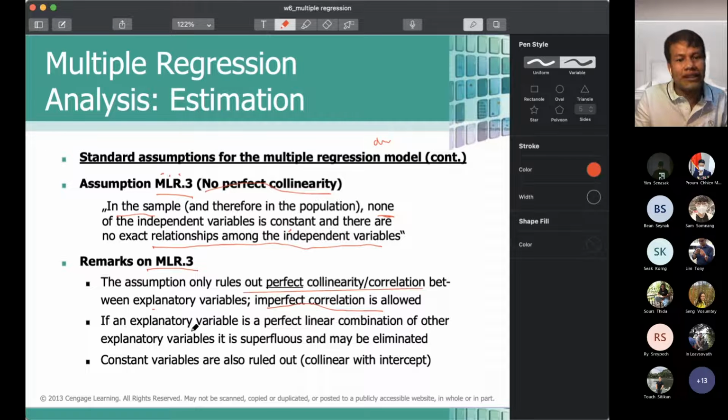So if an explanatory variable is in perfect correlation with another explanatory variable, normally the way to address the issue is to omit, to drop one independent variable out of the model. For example, you have two variables, x1 and x2, and they are perfectly correlated. The way to address it is to drop or delete one variable from your regression model. That's what we mean by perfect collinearity.